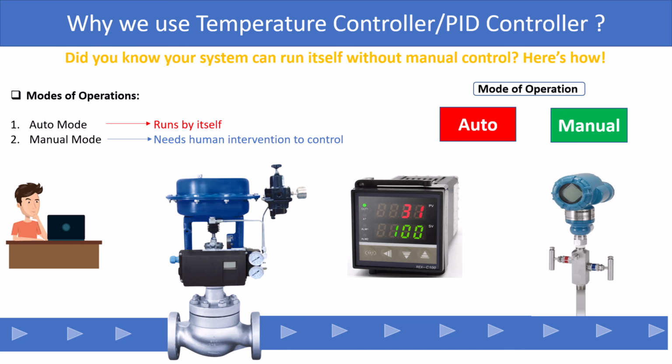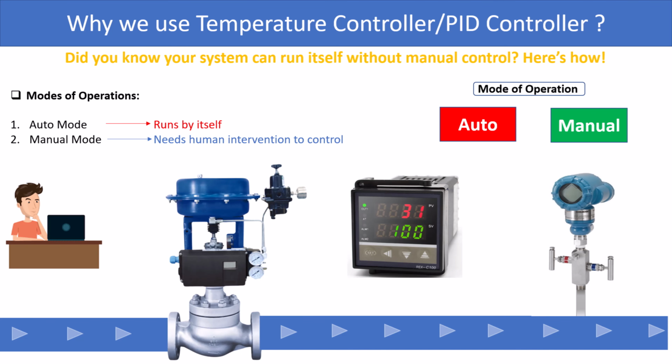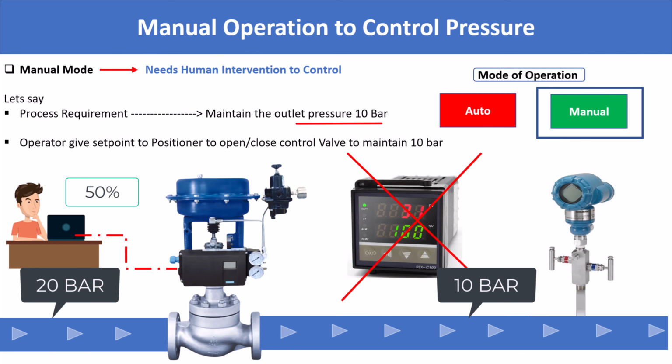Okay, I want you to clear the difference between auto and manual operation in the simplest way possible. Many people get confused between auto and manual operation, so let me make it super simple. In manual mode, the operator controls everything. Imagine you need to maintain 10 bar pressure downstream while the upstream pressure is 20 bar. Let's say, to maintain an outlet pressure of 10 bar, the control valve is positioned at 50%. If the pressure drops to 9 bar, the operator increases the valve opening to 60% to restore the pressure.